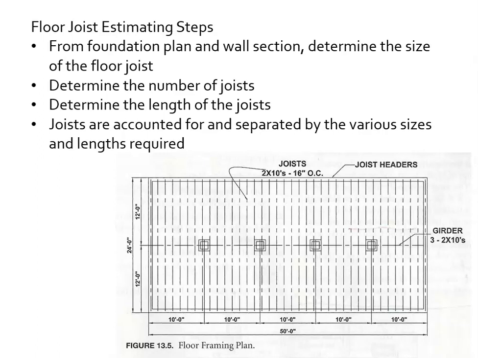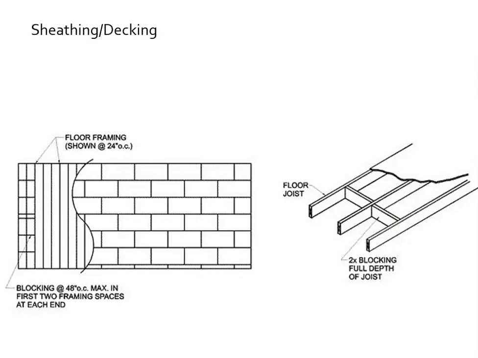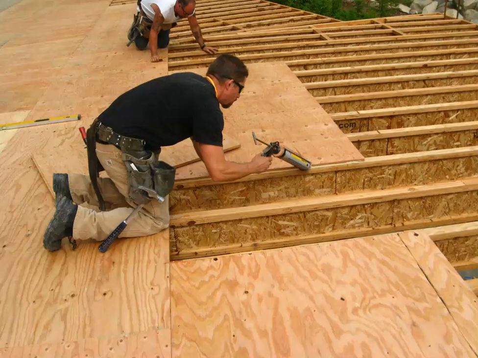Let us move on to sheathing. We have our joists in place, and now we have to cover this in plywood. That's what we see happening here. Joists have been set, and now we have plywood coming on top. A sheet of plywood is 8 feet by 4 feet, or 32 square feet.